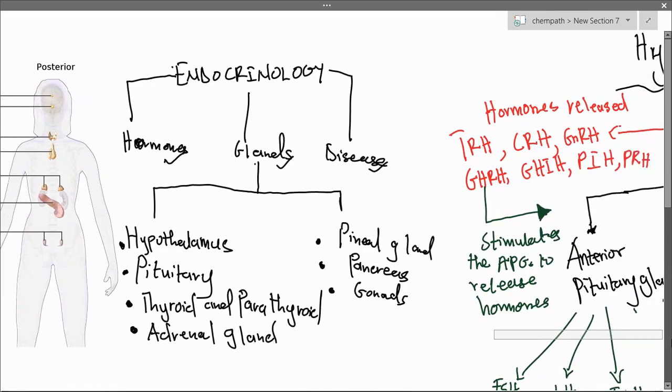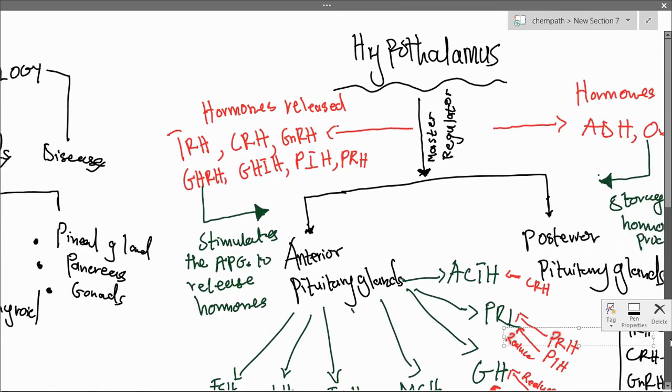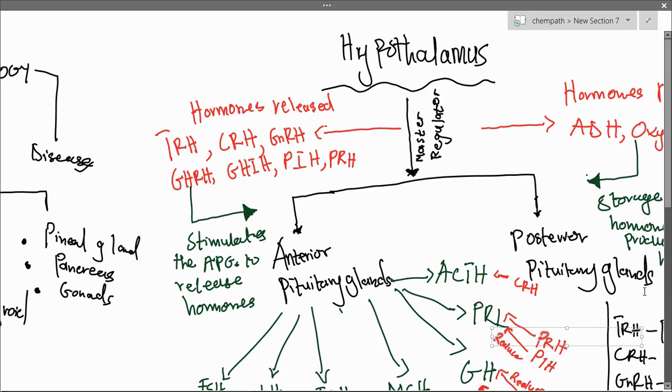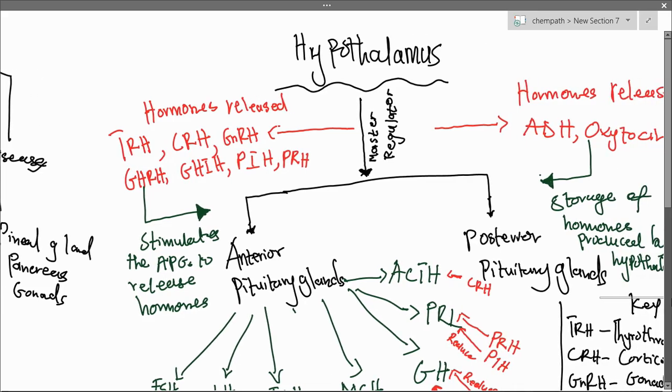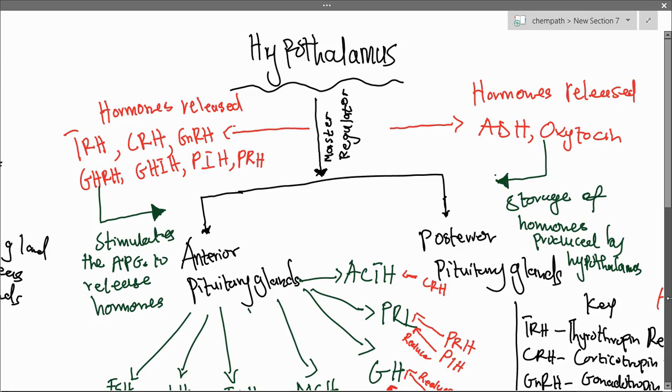Now let's talk about the hypothalamus. Another name for the hypothalamus is the master regulator. One of the major things the hypothalamus does is regulate the pituitary gland, the anterior pituitary gland and the posterior pituitary gland. In essence, it also releases certain hormones. So the hypothalamus itself releases certain hormones, and it also regulates the anterior and posterior pituitary glands. Now let's talk about the hormones that are released by the hypothalamus.